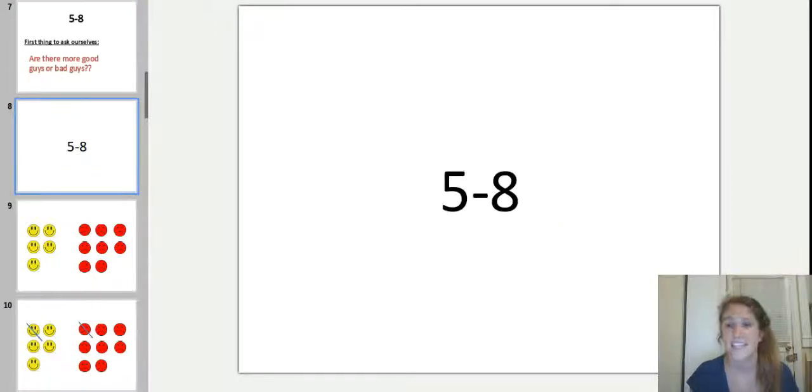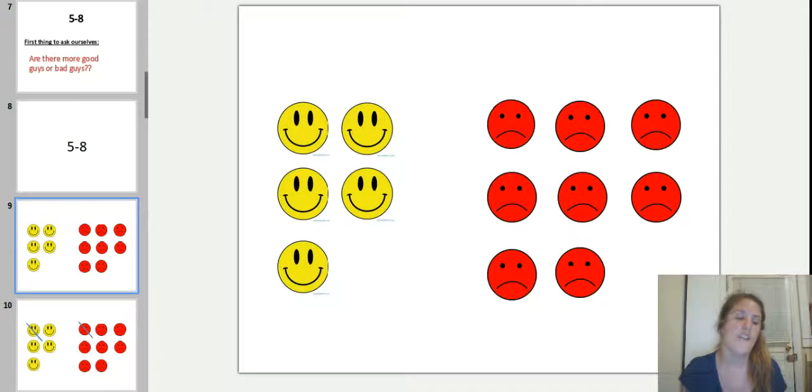Now, 5 minus 8. I'm going to represent this by drawing a picture this time. I'm going to draw 5 smiley faces for good guys and 8 frowny faces for bad guys. You can do it in your own way. You could draw 5 tick marks on one side and 8 on the other. You could draw 5 pluses and 8 minuses, whatever way you need to represent 5 positive and 8 negative.